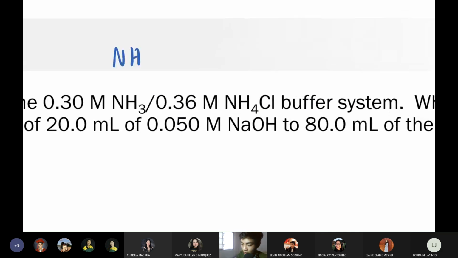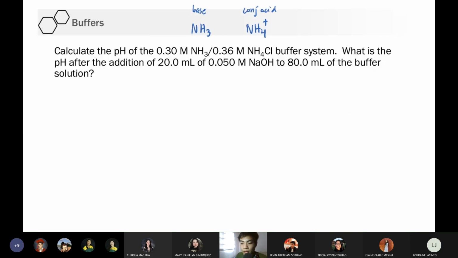Ano meron tayo? We have a base, NH3, and yung kanyang conjugate acid ay yung ammonium ion. Disregard the chloride. Kapag base, isang H lang din pagitan. So we have a base and a conjugate acid. So since we have a base and a conjugate acid pair, yan ay buffer system.